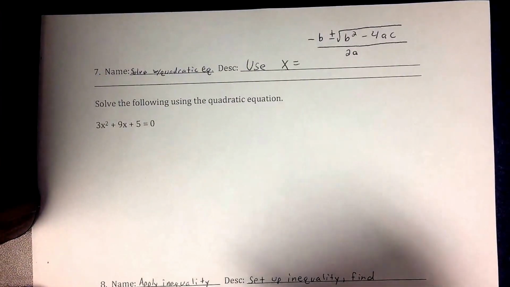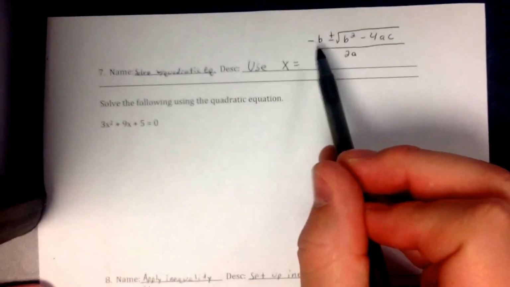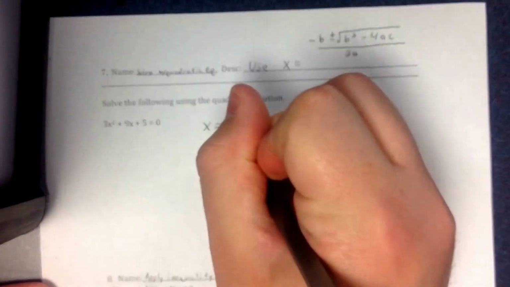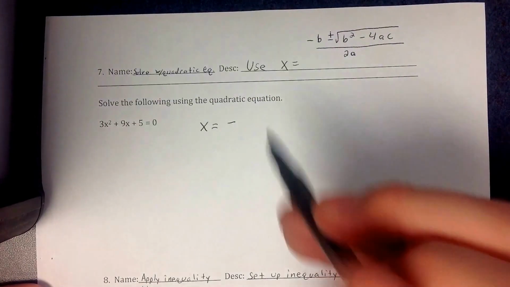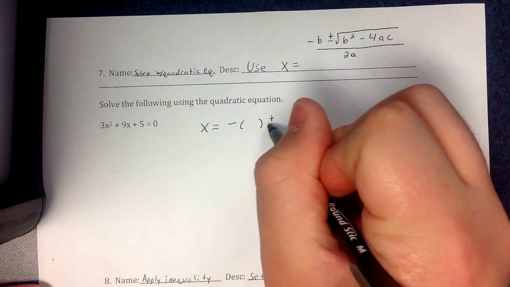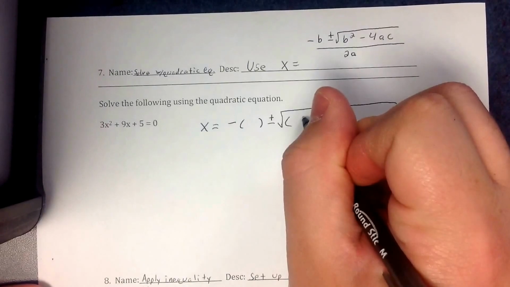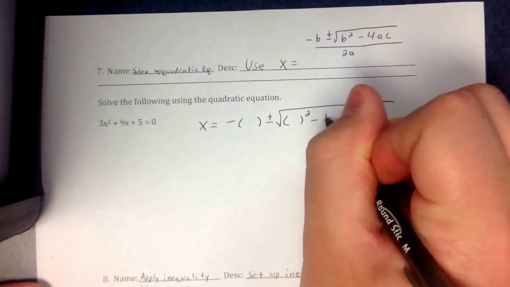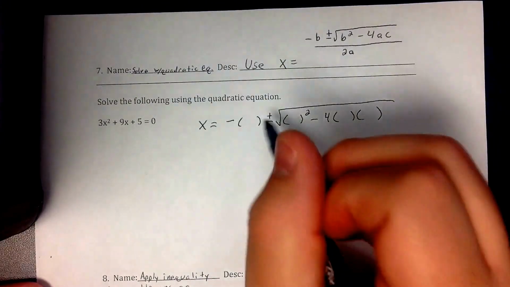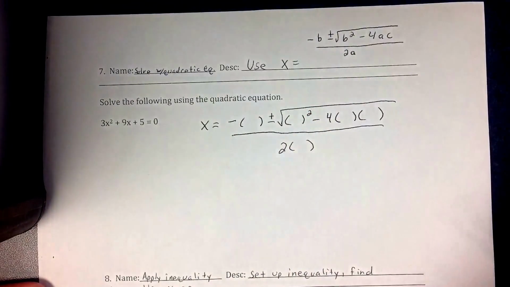Now, again, from the formula, I always like to write this formula out by putting parentheses where all the variables are over here. So we got x equals negative sign, which is always in the formula. I'm going to put parentheses for the b, plus or minus, then we got the square root, put parentheses for b squared, minus 4, parentheses for a, parentheses for c, all over 2, and then parentheses for a.